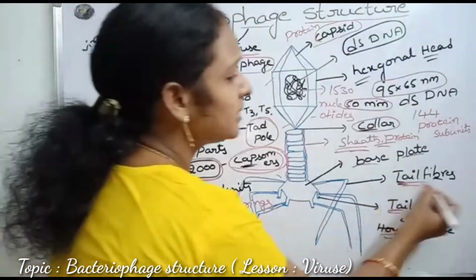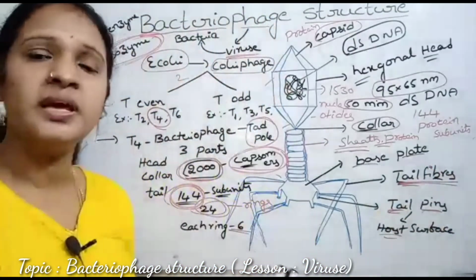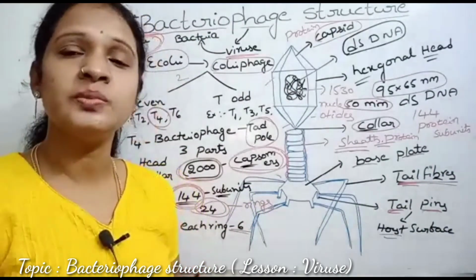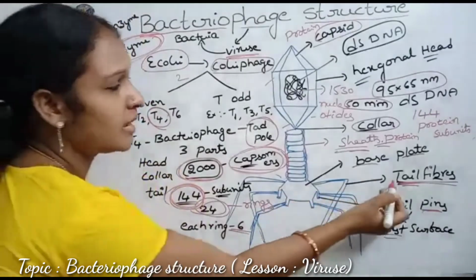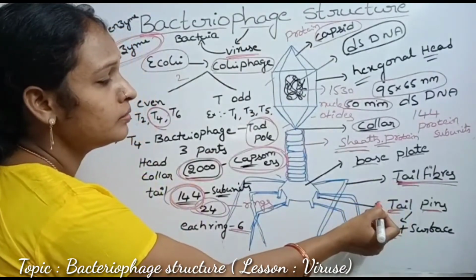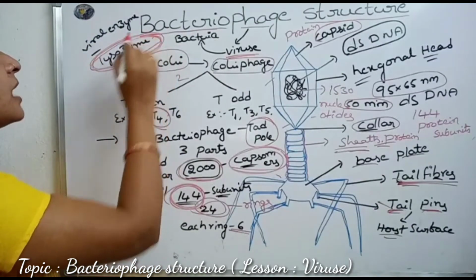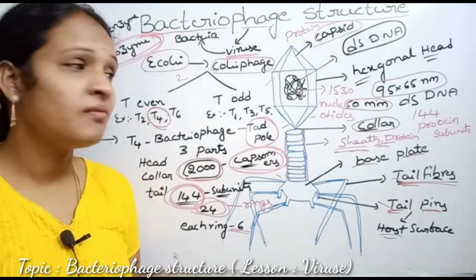Next are the tail fibers. These tail fibers are useful for attachment to the host cell surface. So these are the functions of the tail fibers and tail pins. The important enzyme is lysozyme, which is a viral enzyme.